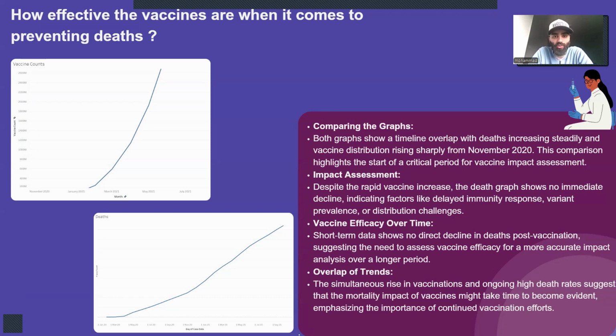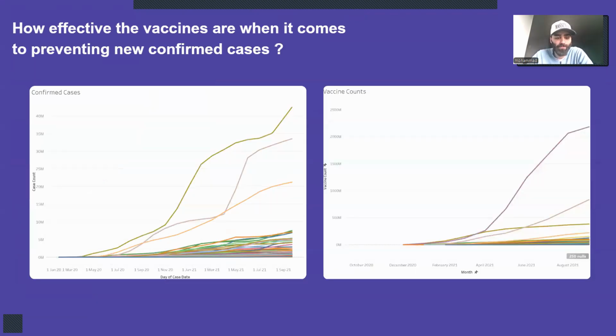I'm going to be passing it to Sophie. Thank you, Najar. Now, when looking at how effective the vaccines are when it comes to preventing new confirmed cases, we see that the vaccine count graph for China shows a notably high figure. However, the confirmed cases number appears significantly lower. This could most likely be due to underreporting. This discrepancy impacts the accuracy of the overall data set and skews the analysis.